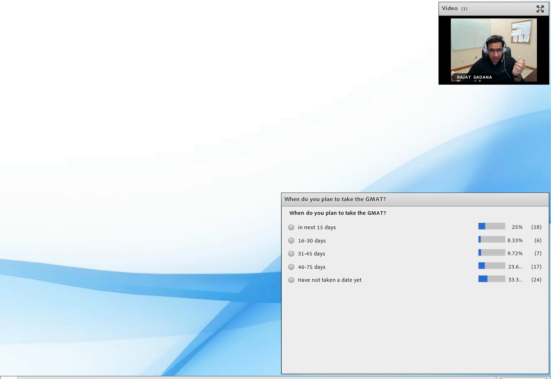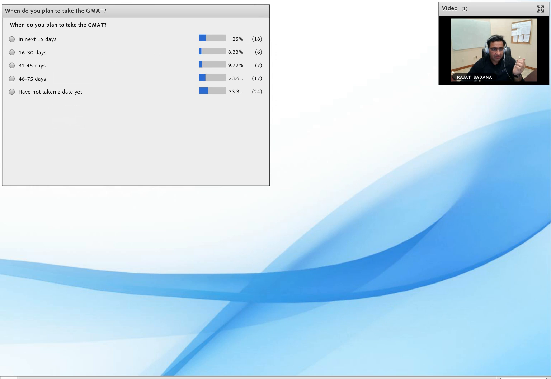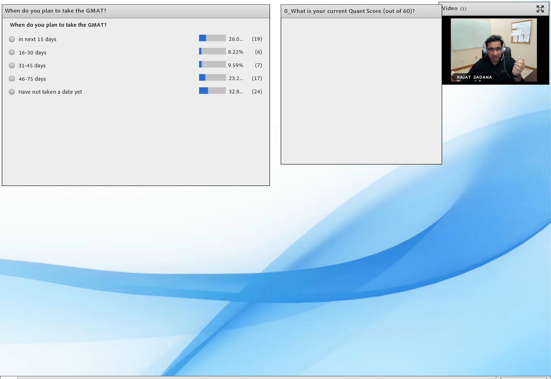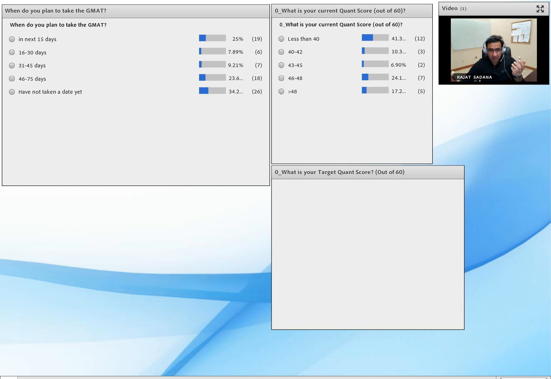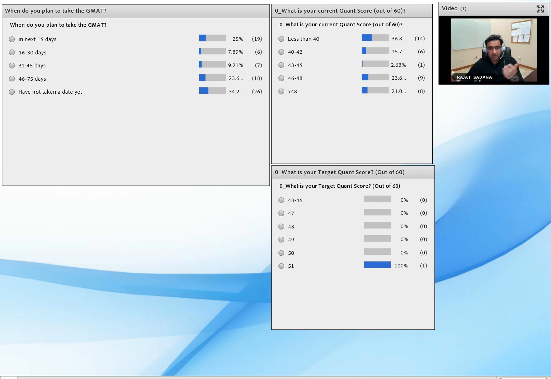Since this is a free session, we do like to understand the makeup of this group. I'm going to ask a couple of leading questions. One is, when do you plan to take the test? The second is, where are you currently in your quant preparation? And you see different buckets over here. And the third one is, what is your target quant score? All right.